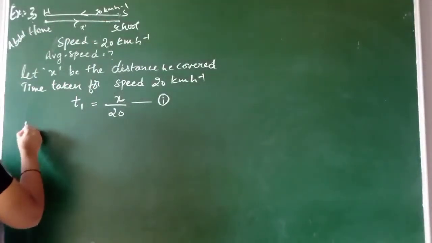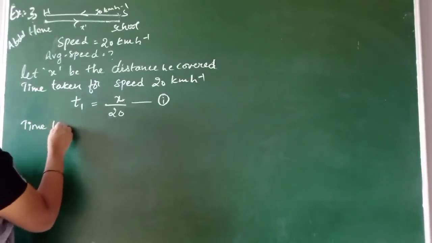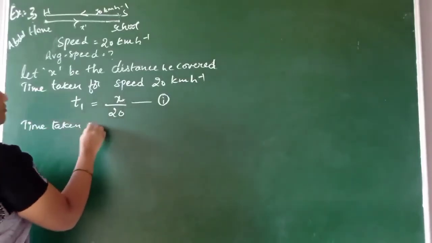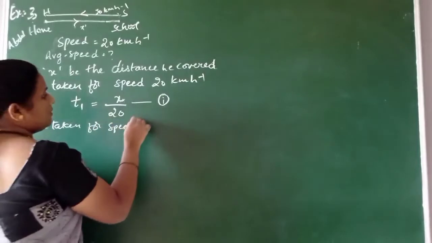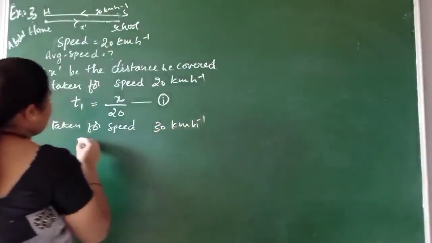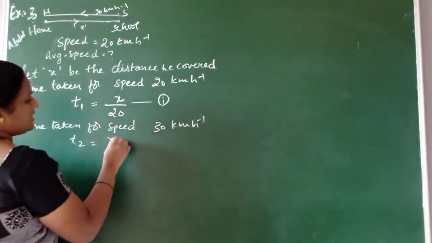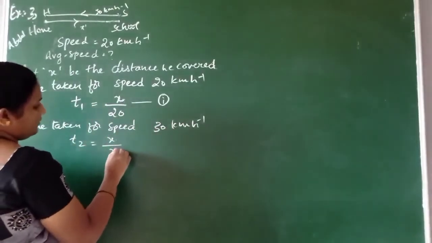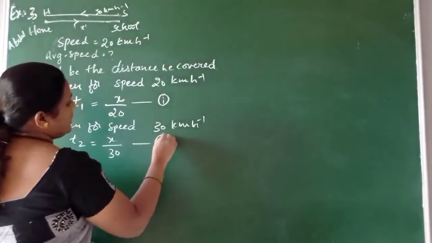Next, the time taken for the speed of 30 km per hour is T2, that is x by 30. This is the second equation.